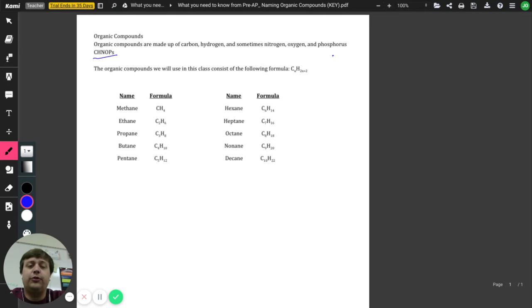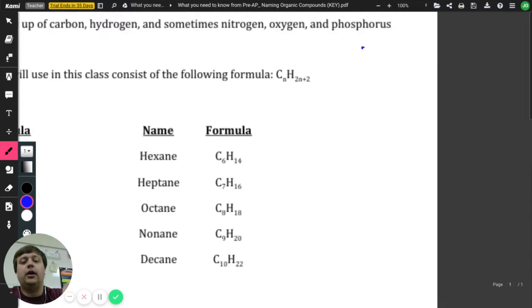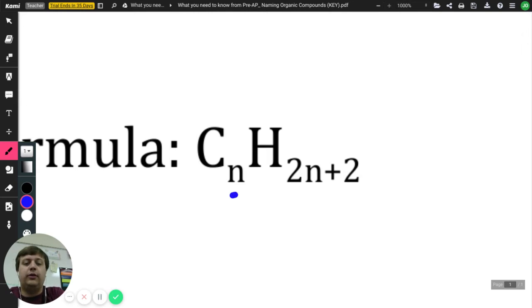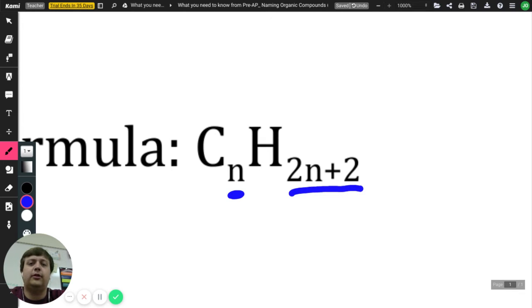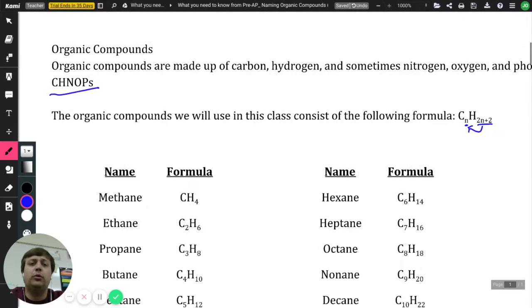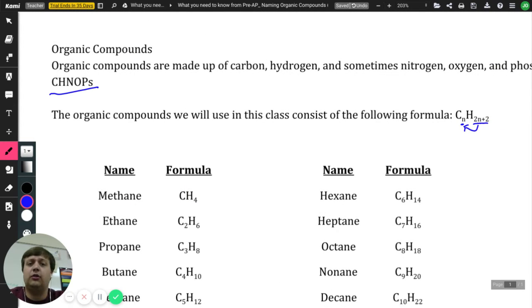Now, in AP chemistry, there's one set of organic compounds that we work with more often than others. And these organic compounds are going to be consisting of a carbon with an X number here, and then a hydrogen with 2 times that number plus 2. Okay, so it's 2 times the number of carbon plus 2. Now, these are going to be the ones that we consistently hear of. This is going to be like propane, methane, ethane, butane, those kind of things.